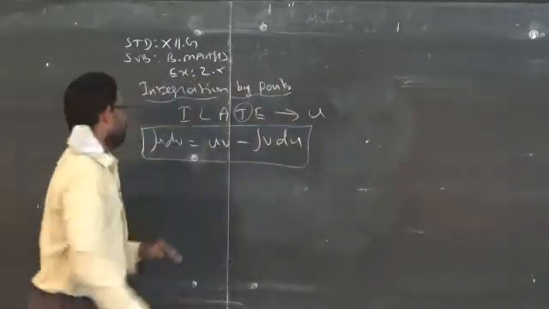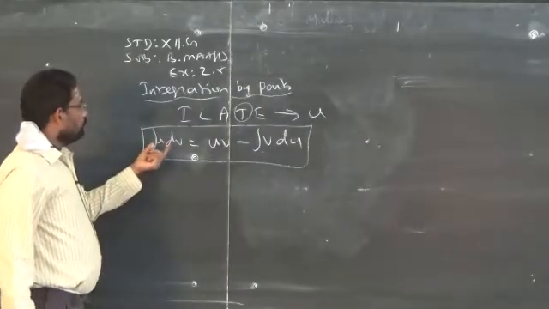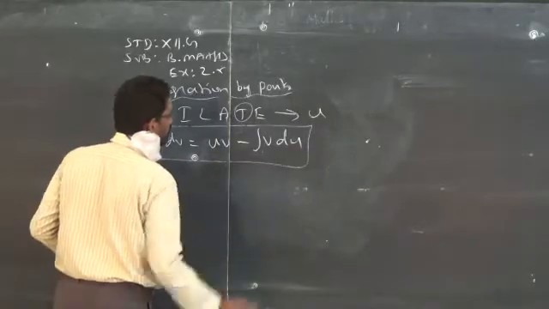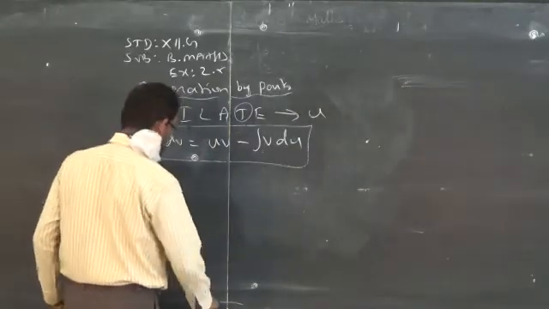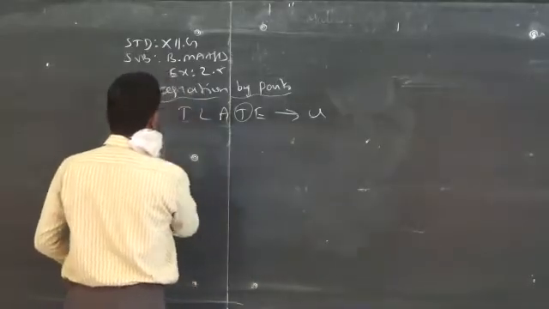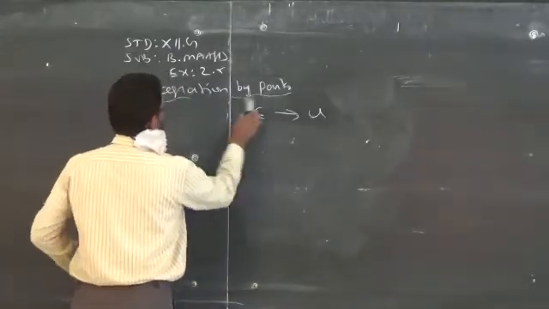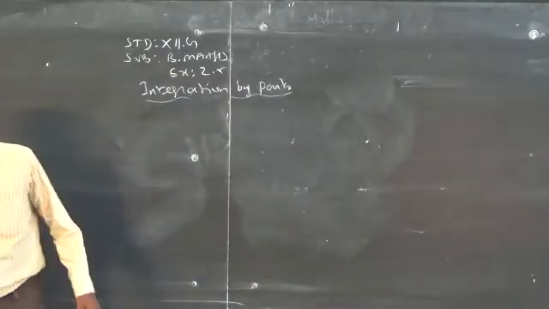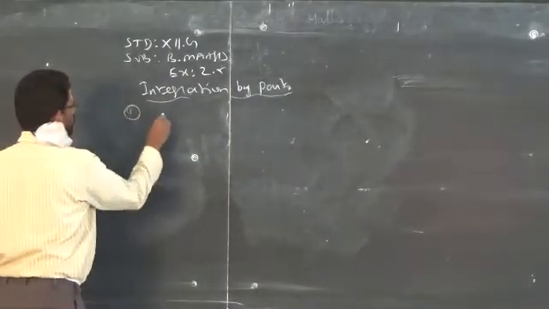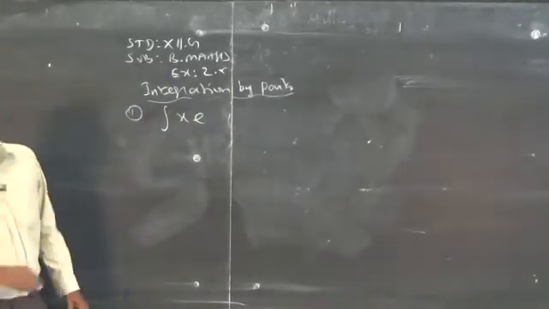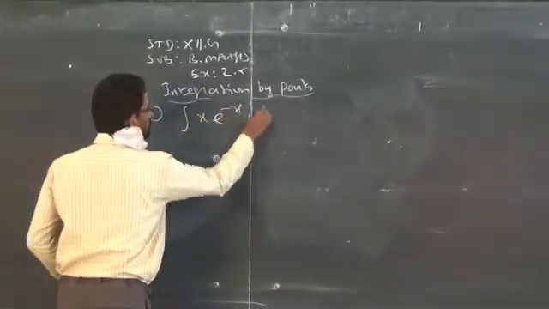So, this is the formula for integration by parts: integration of u dv equals uv minus integration of v du. Now, we will go straight away to question number 1. Question number 1: integration of x into e power minus x into dx.